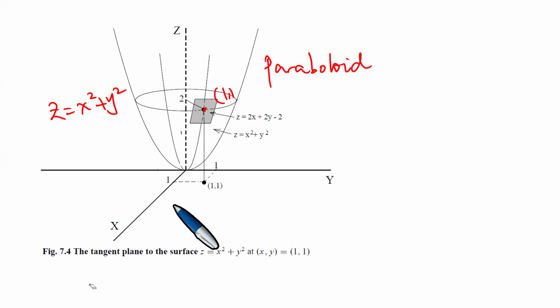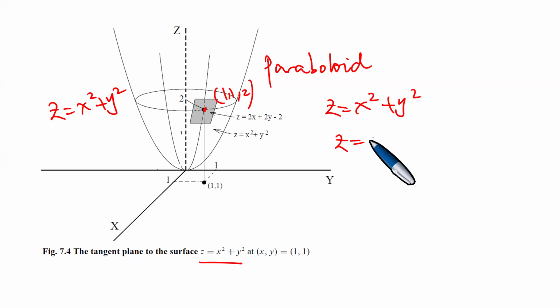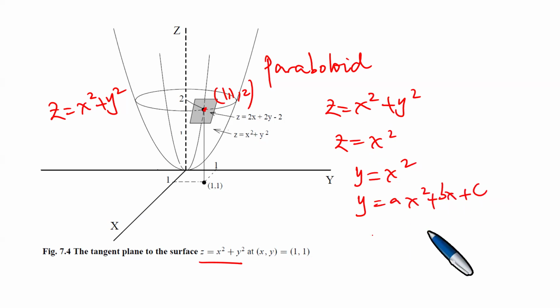A student asks: how do you know it's a paraboloid? That's a good question. It is because z is x squared plus y squared, and from school we know that y equals x squared, which is ax squared plus bx plus c, in 2 dimensions becomes a parabola. A paraboloid therefore becomes the 3D setup of it. So z equals x squared plus y squared becomes a paraboloid because it is a parabola in 3 dimensions.